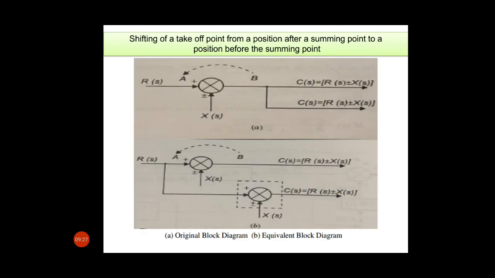Now coming to the next rule. The next rule is shifting of a take-off point from a position after a summing point to a position before the summing point.